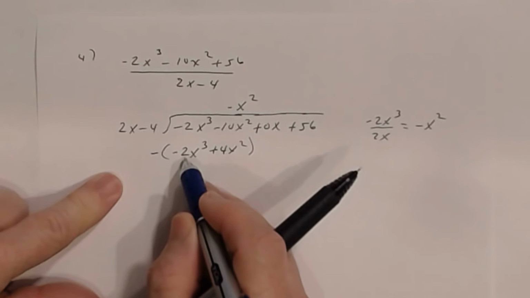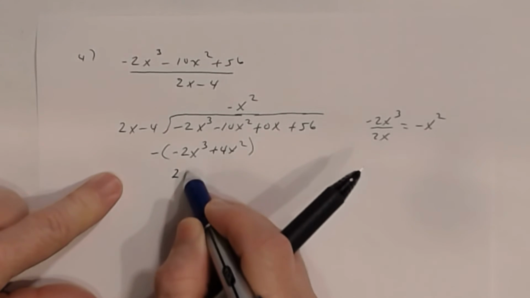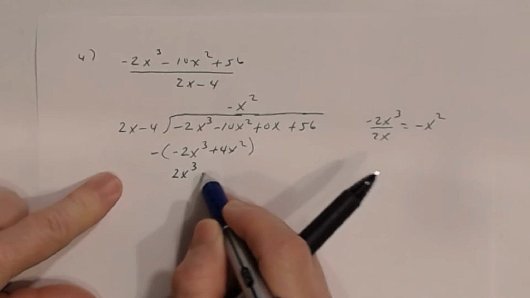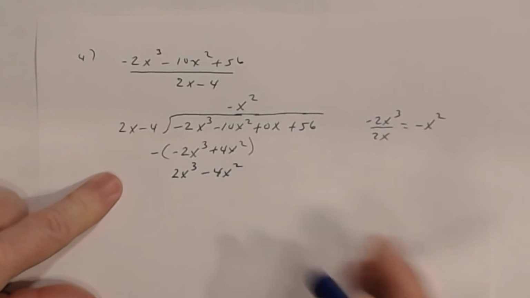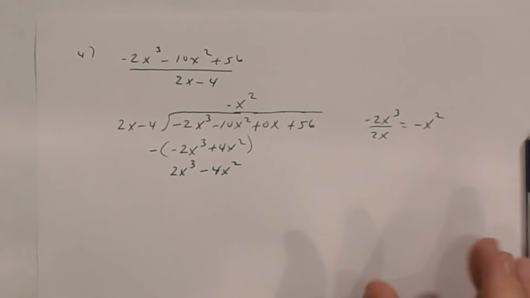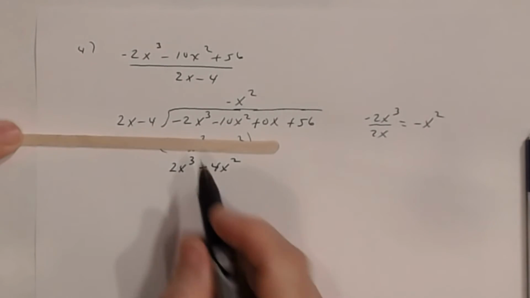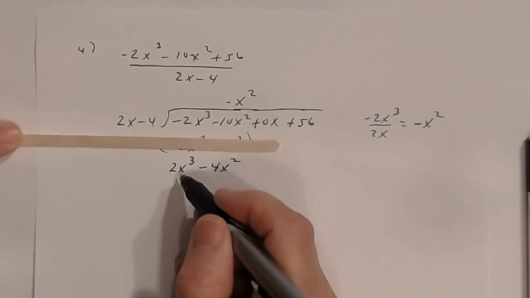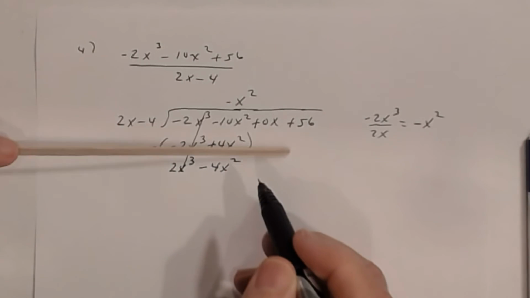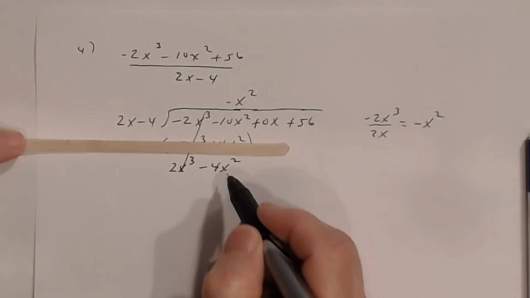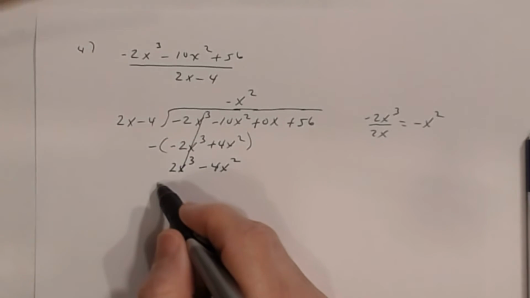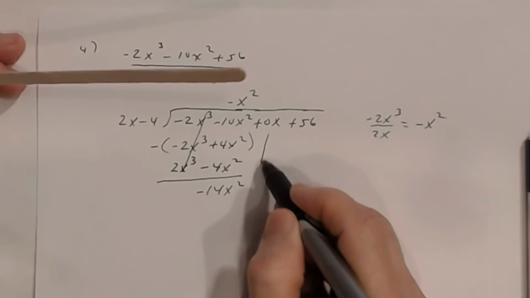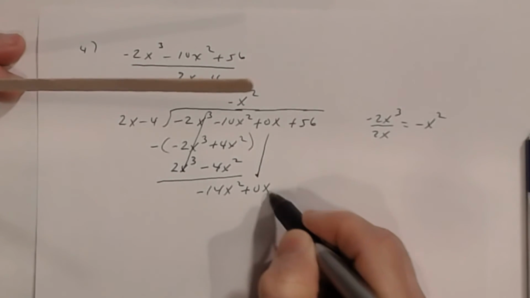Put that in parentheses. Now let's go ahead and rewrite this. The opposite of a negative 2x cubed is a positive 2x cubed. The opposite of a positive 4x squared is a negative 4x squared. And then we're going to add those. And so when I add those, a negative 2x cubed and a positive 2x cubed is 0. A negative 10x squared and a negative 4x squared is a negative 14x squared. Right on the next term, plus 0x.